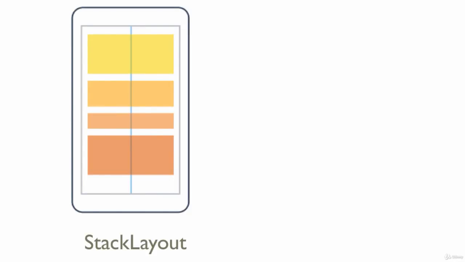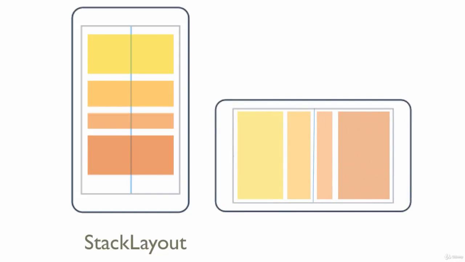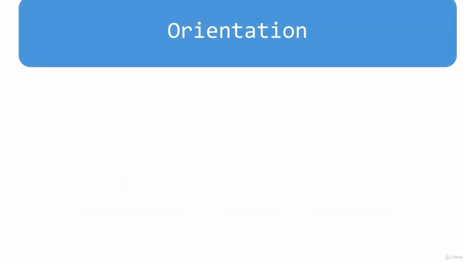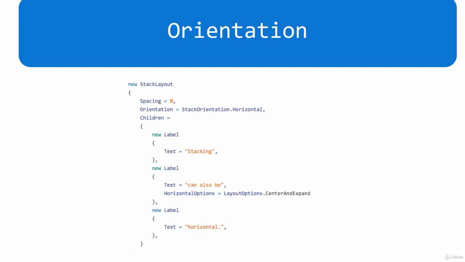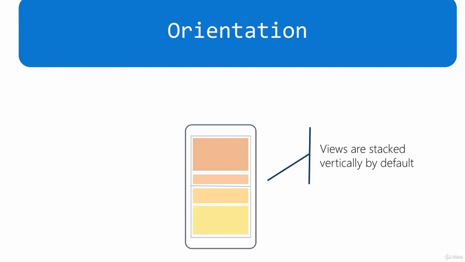Stack layout is one of the most common layout containers you will use. It organizes content in one of two ways: top to bottom or vertically, and left to right or horizontally. You can control this through the orientation property. The orientation of a stack layout is set to be vertical by default. When you set the property to horizontal, it will stack the views left to right.